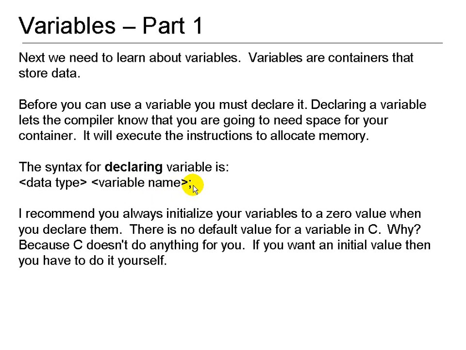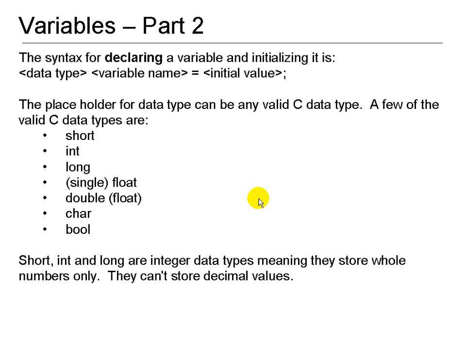I recommend you always initialize your variables to a 0 value when you declare them. There is no default value for a variable in C. Why? Because C doesn't do anything for you. If you want an initial value, then you have to do it yourself. The syntax for declaring a variable and initializing it is data type, space, then variable name, then an equal sign, then an initial value, and then a semicolon.